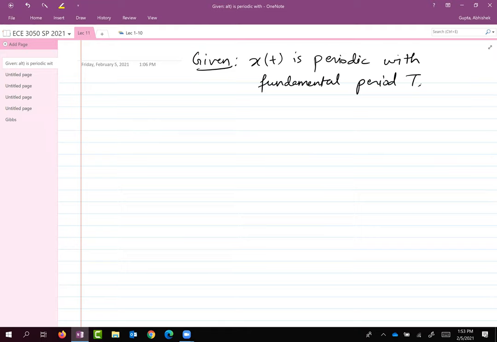And assuming that x(t) satisfies Dirichlet's conditions, we're going to implicitly assume that, of course, Dirichlet's conditions are all pathological conditions. So in real world situations, those conditions will most likely be satisfied. In other words, I don't know of any real world situation where Dirichlet's conditions would be violated.